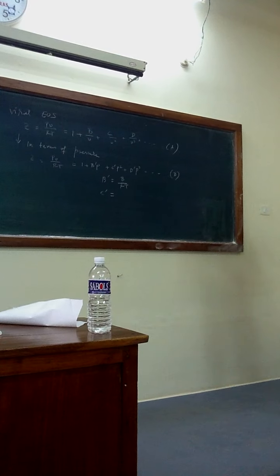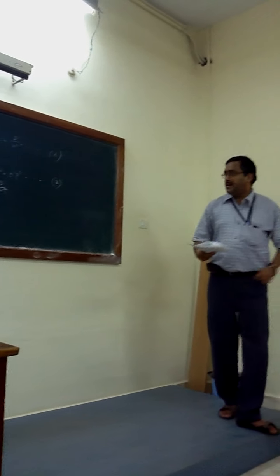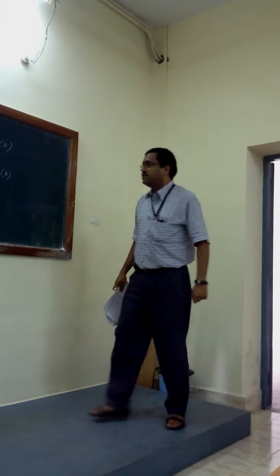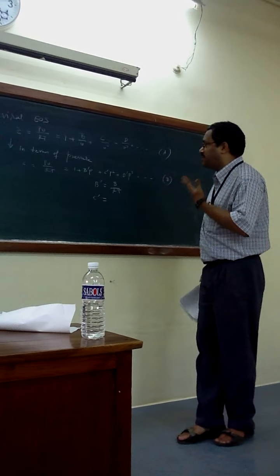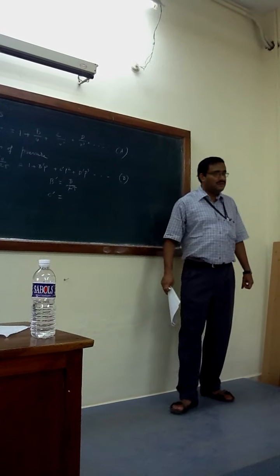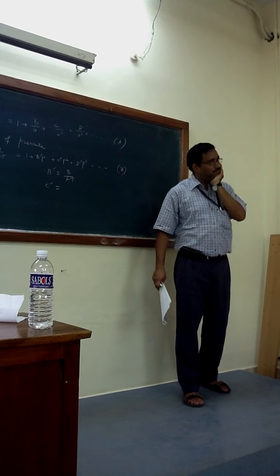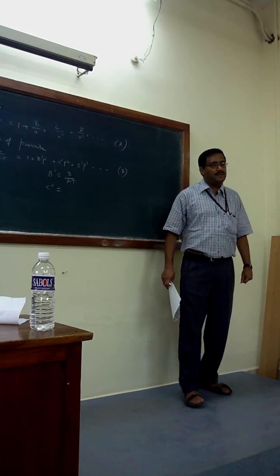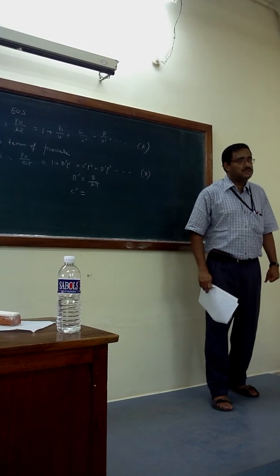B prime is easy. I can easily write it. Can you tell C prime? What is C prime? You have to remember that you have to see the coefficients of the same kind of terms. Otherwise, it will be a problem. What will be C prime? Any idea?